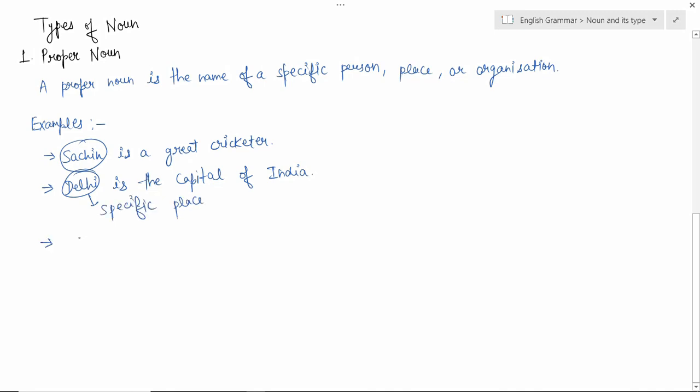Google is a big tech company. Here, Google is the name of an organization. In these examples, Sachin, Delhi, and Google are the examples of proper noun. So let's move to the next type of noun.